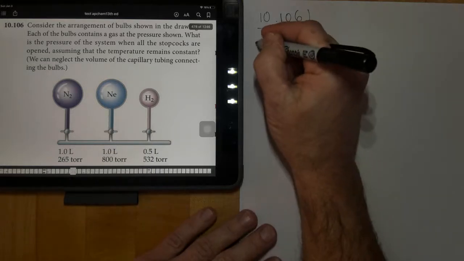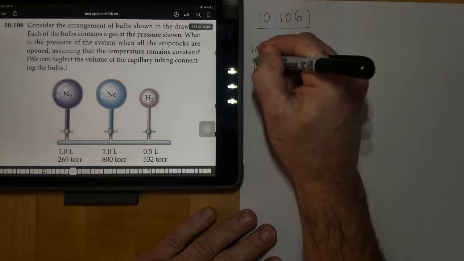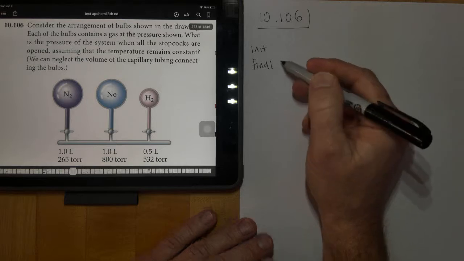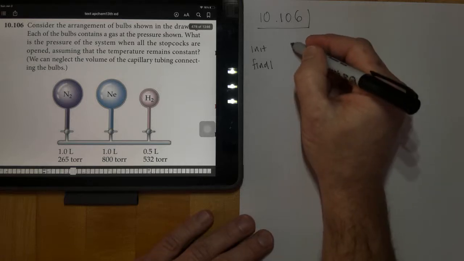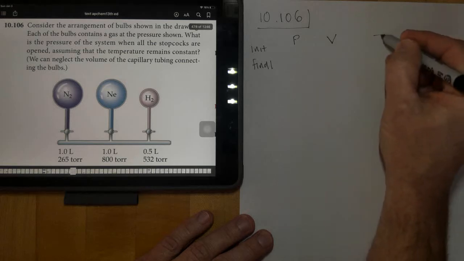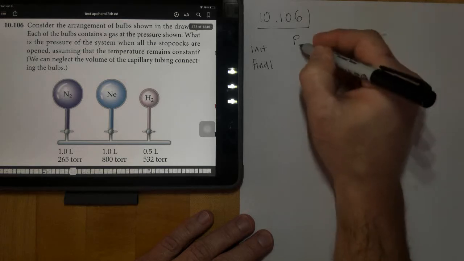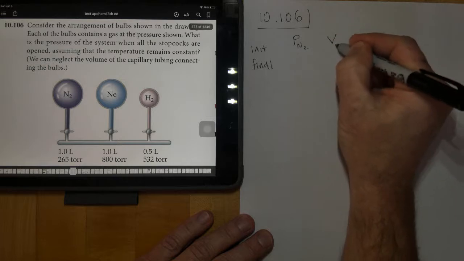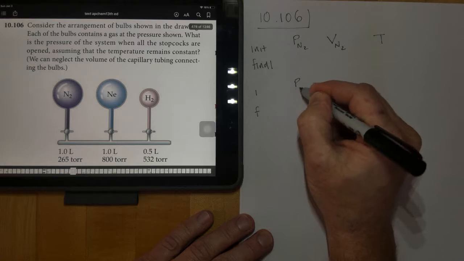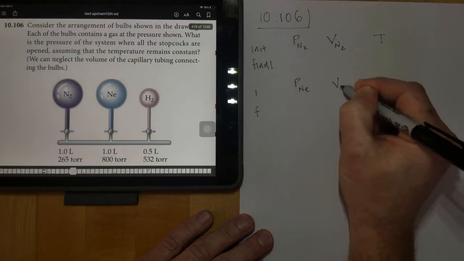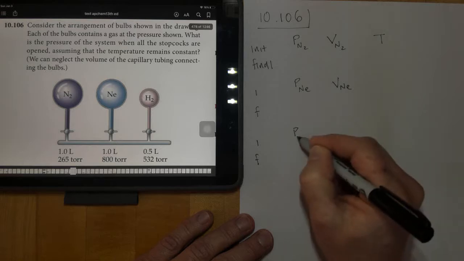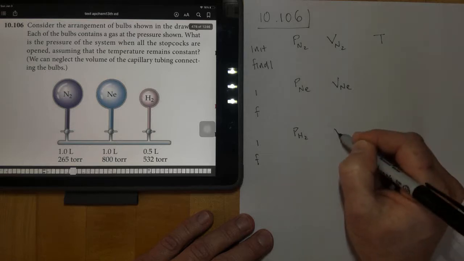And so we're going to make three tables of initial and final conditions, one for each gas. For this one we'll make pressure, volume conditions, and we're going to assume that temperature remains constant for all of them. For this one, we'll make it nitrogen, with initial and final, and this one we'll make for neon. And then for this one, we'll make another initial, final, pressure, volume, and this will be for hydrogen.